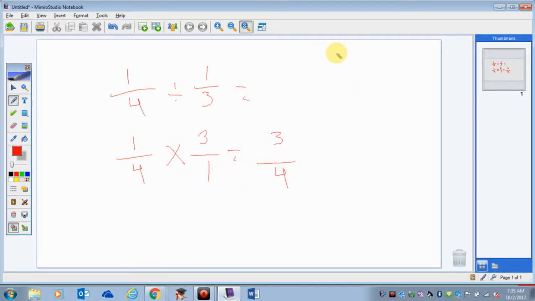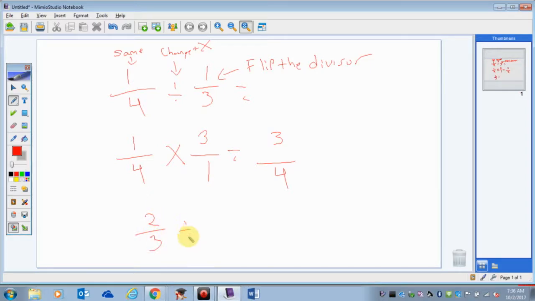So the first thing I'm going to do is keep this the same. Change this to multiply, and then flip the divisor. So keep this the same, change this to multiplication, flip this over. Have another example problem that I'll do down here.